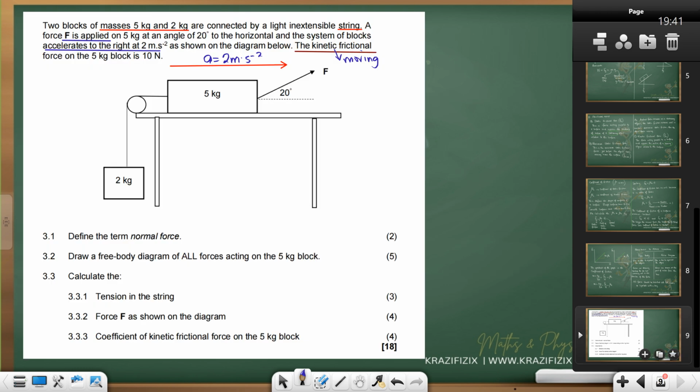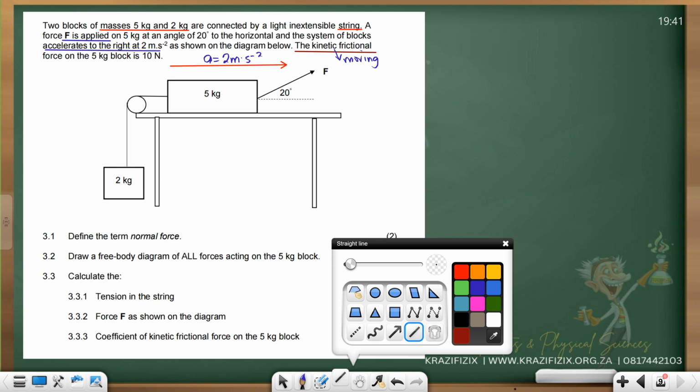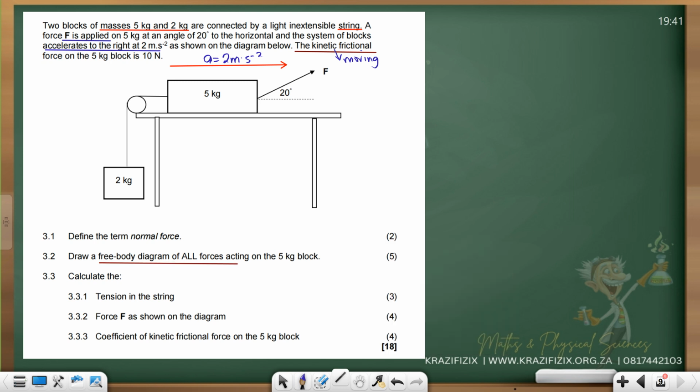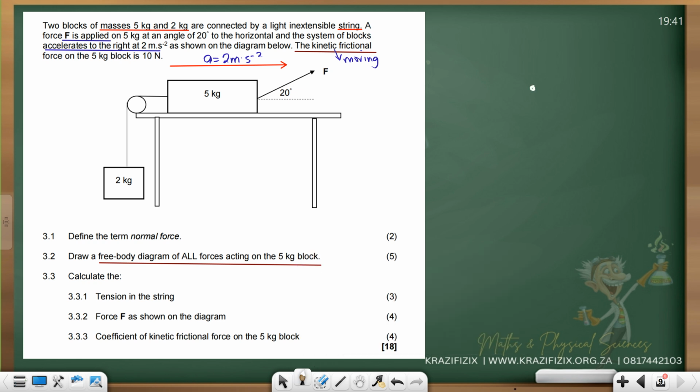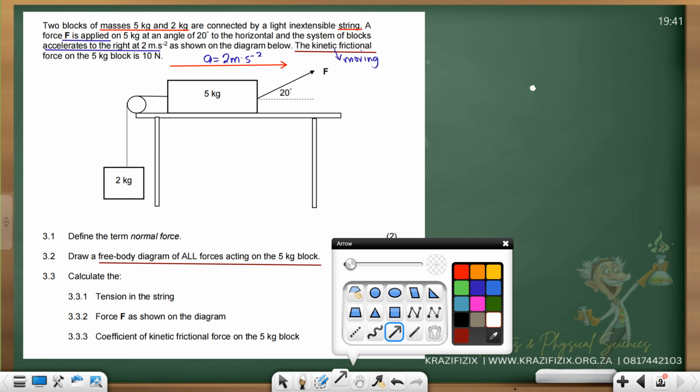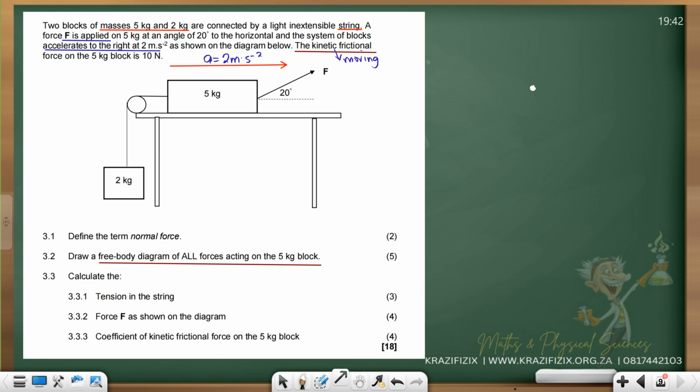We're not going to waste time. Just need to practice. Draw what? What are we drawing? A free body diagram, acting on the 5. How do we draw a free body diagram, my good learners? We use a dot. So what forces can we see? You can see the normal force, the applied force, the gravitational force.